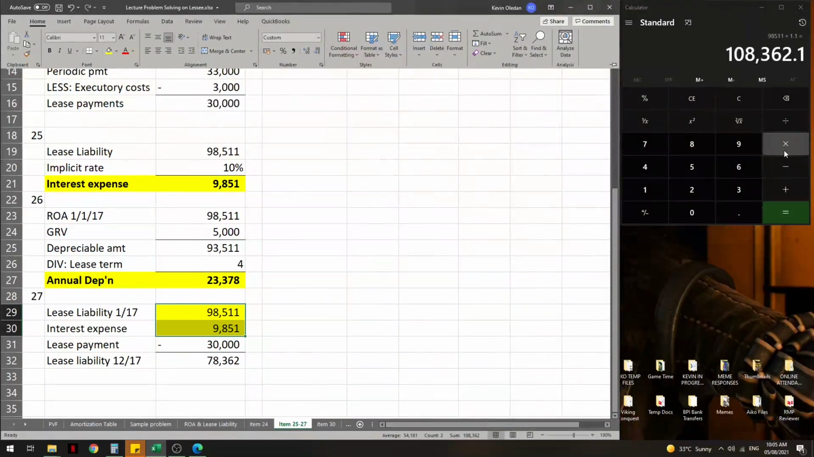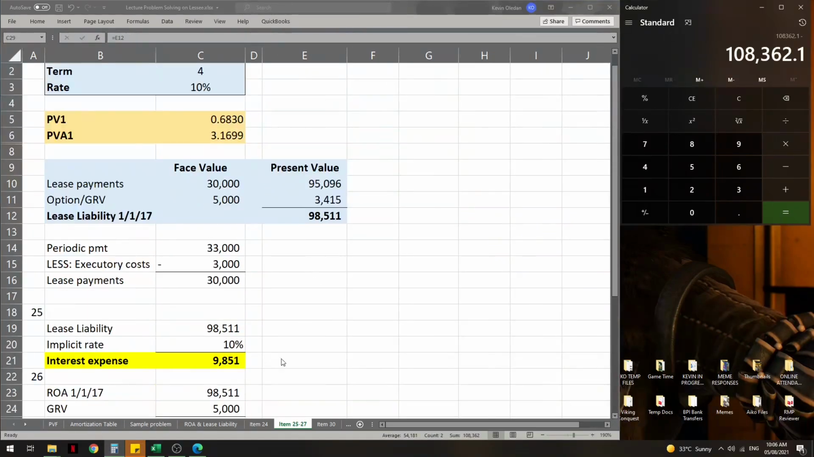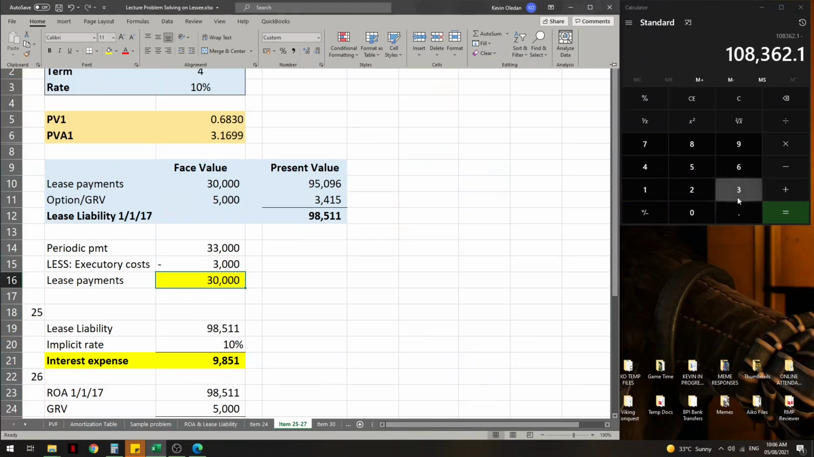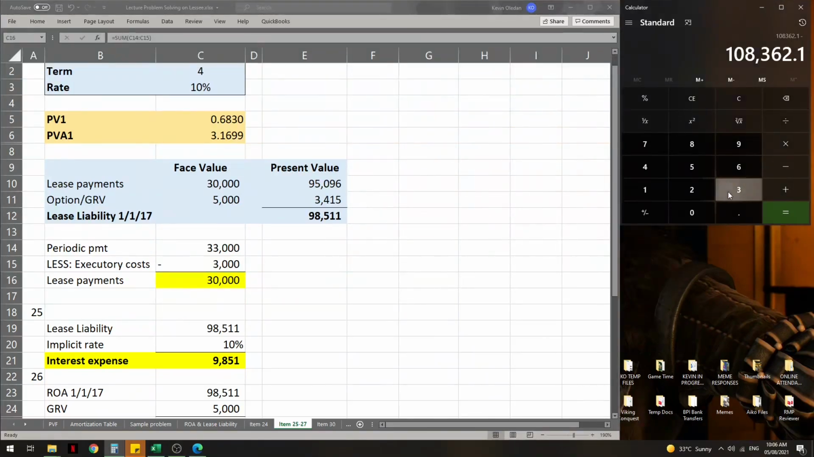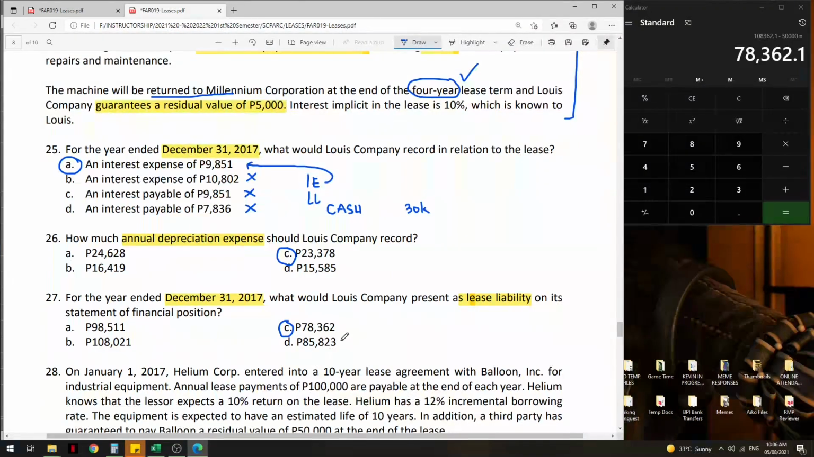After you do that, you just have to deduct the periodic payment or lease payment, which is equal to 30,000. So we minus 30,000 here. I will get the answer, 78,362. That is our letter C, our answer for number 27. It's pretty simple, right? Very quick.